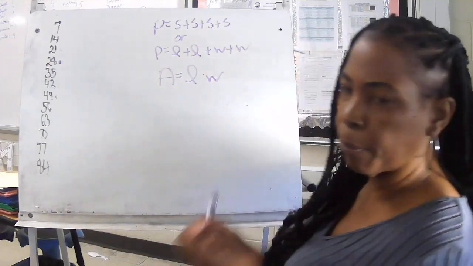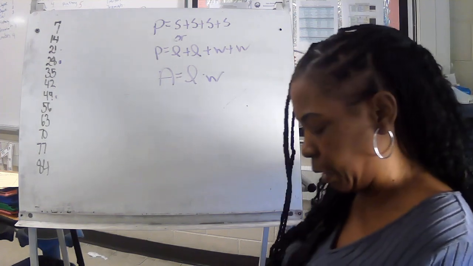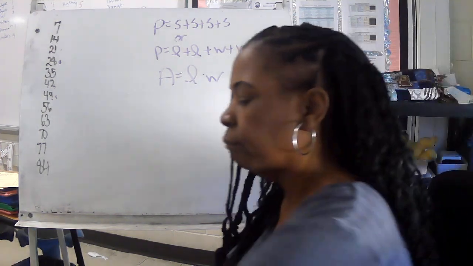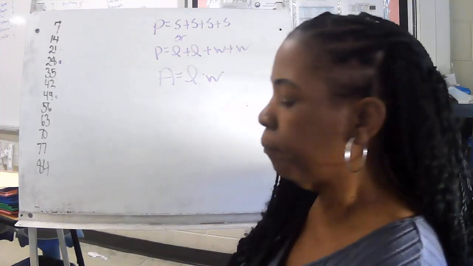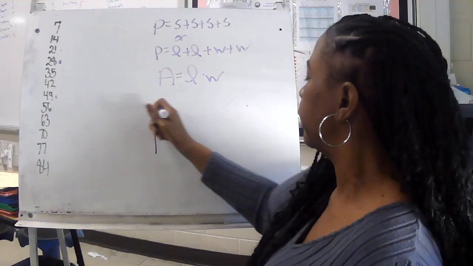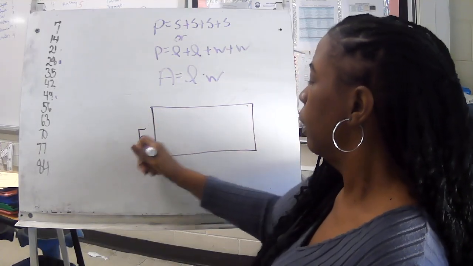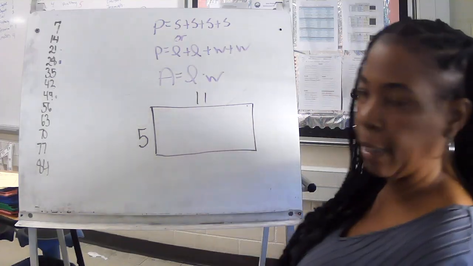I think we're pretty firm on area. Perimeter is what we're having to kind of revisit some from previous year. Okay? So I have a shape here, a rectangle, and I'm going to put 5 here, and I'm going to put 11 here.